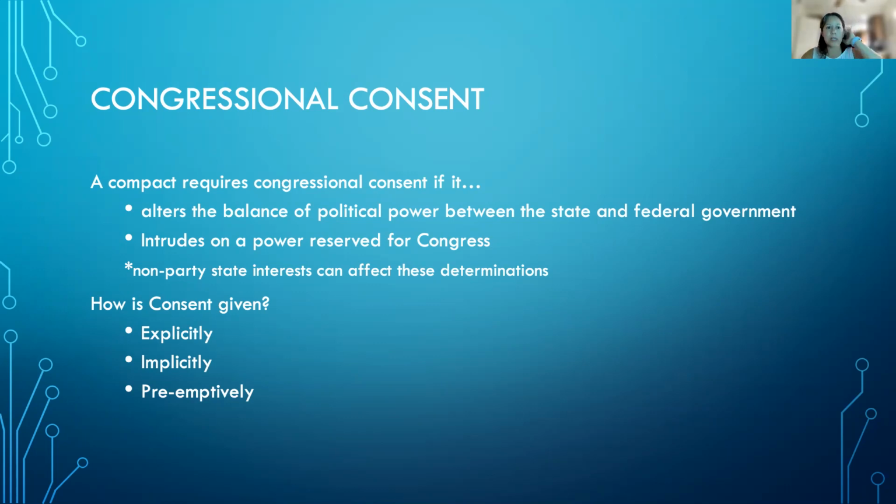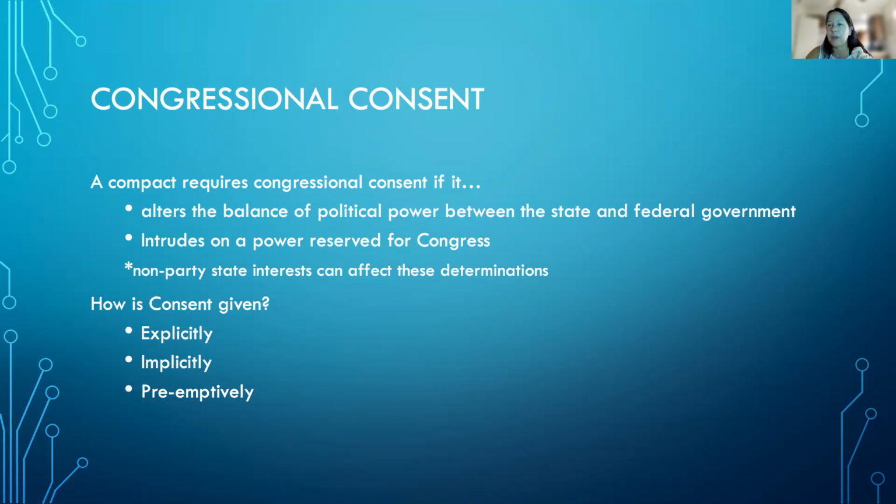The second reason congressional consent would be required is that it intrudes on a power reserved for Congress. This can also be affected by whether non-party state interests are affected by the determination of the compact. Then the court could find, or Congress could decide, that they have to give consent because they have to determine the effects that it would have on the non-parties, the parties not included in the compact.